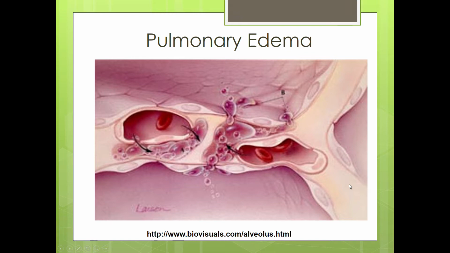This is how pulmonary edema works. So here's the alveolar space, and you'll see that the edema is sitting in between. So you're having a lot more difficulty exchanging oxygen up through the lungs because of the edema.